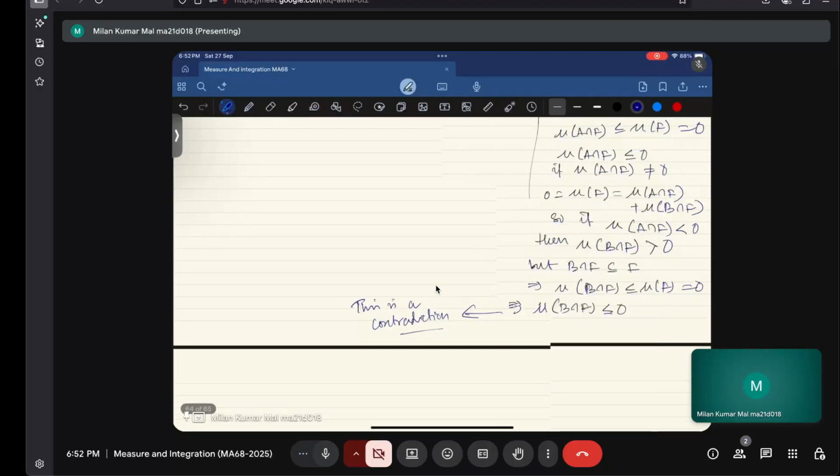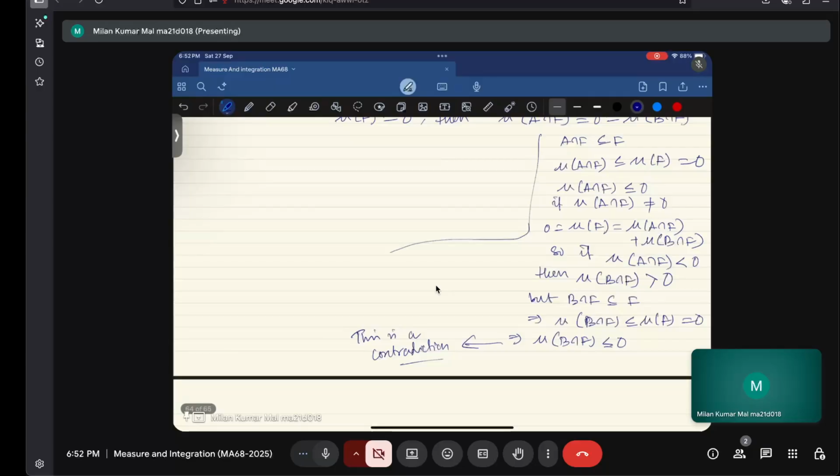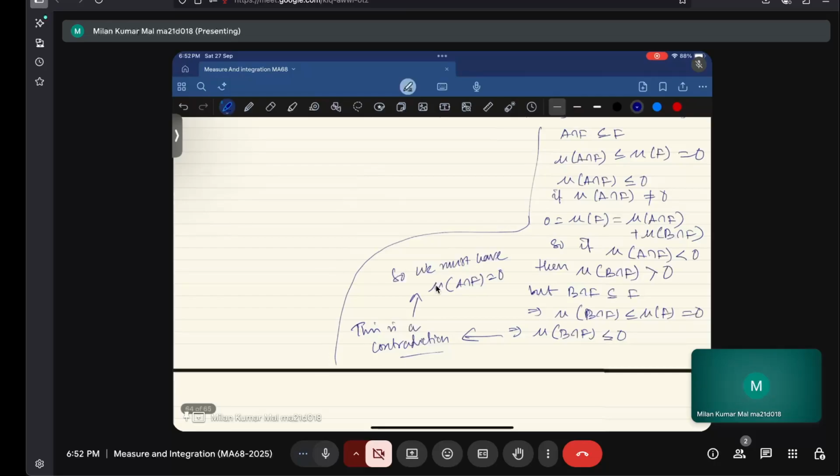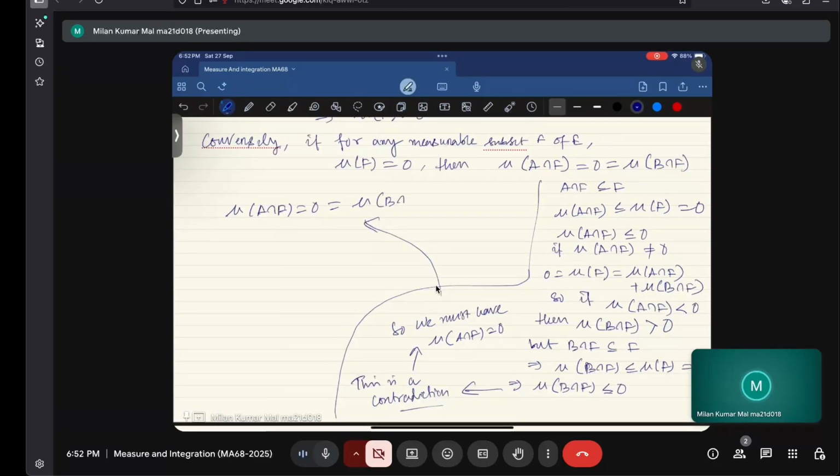So we must have mu of A intersection F equals 0. So this particular fact gives that mu of A intersection F equals 0 and similarly mu of B intersection F equals 0. That gives mu plus of F equals 0 and mu minus of F equals 0. This is what we are getting here. Okay.